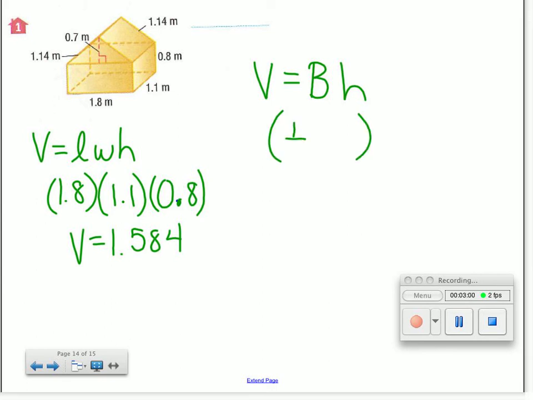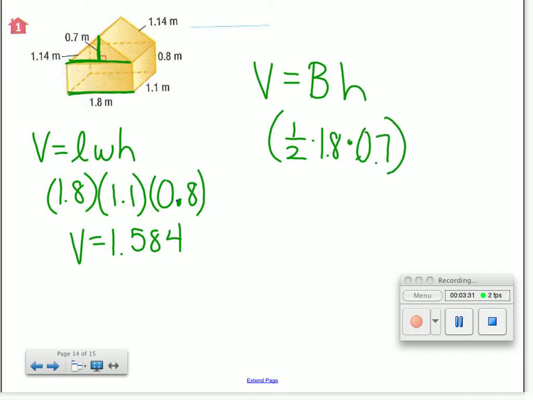1/2. What is the base? What is this line here? It's not on your paper. However, it's the same as this one here. So what is the base of that triangle? Yep, 1.8. Good. What is the height of the triangle? What's the height of the triangle? Yeah, 0.7. Good.